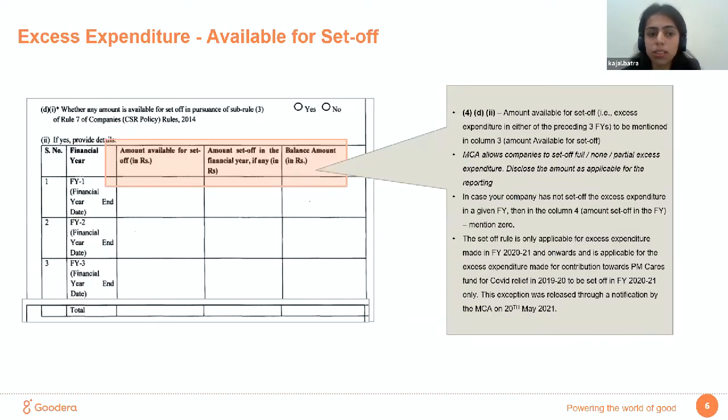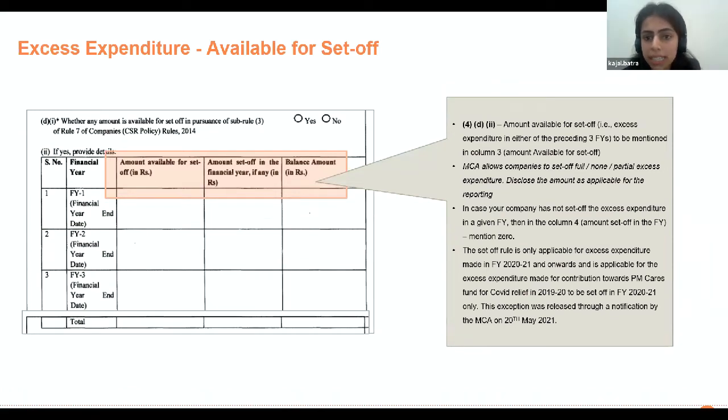Moving on to the excess expenditure available for set-off. So point 4D is asking if any excess expenditure has been made in the 3 years preceding the reporting period, and if the company has decided to set it off during the reporting period.